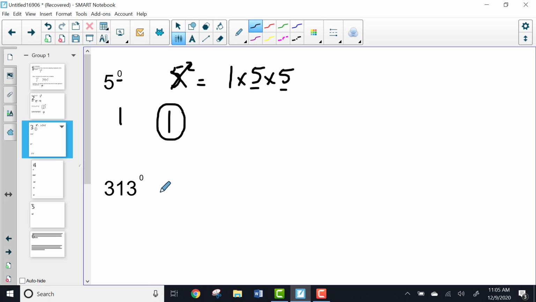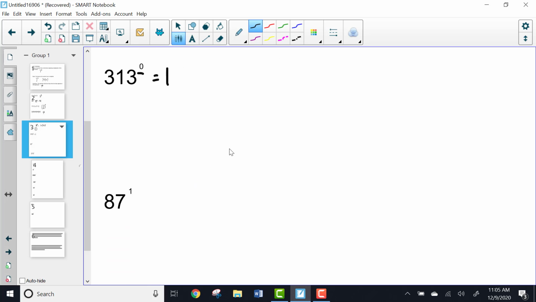313 to the power of 0 is going to equal 1. So understand that any non-zero number that has an exponent of 0 is going to equal 1. And then, on the other hand, I kind of showed you this with the other one.